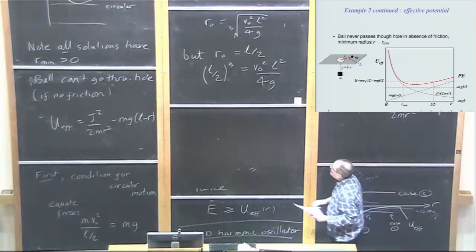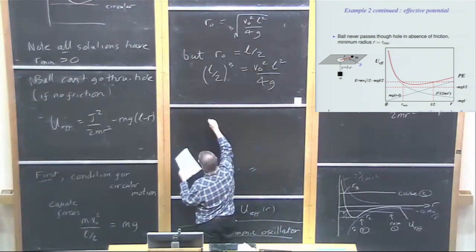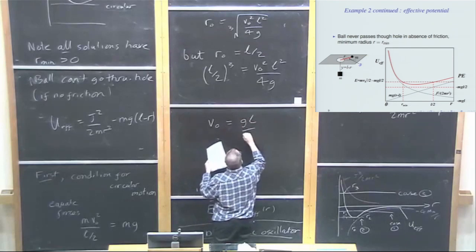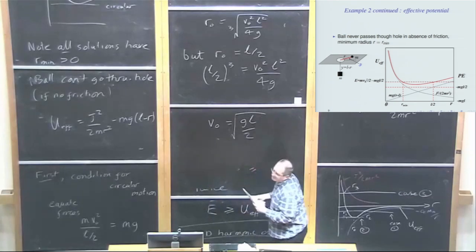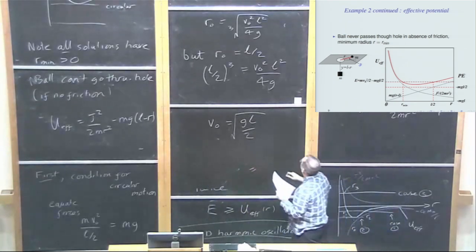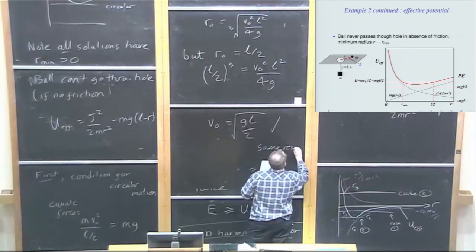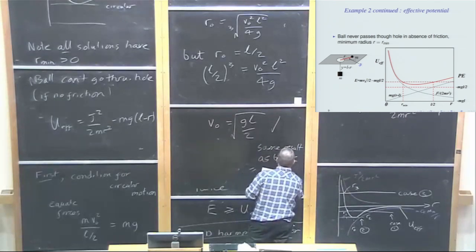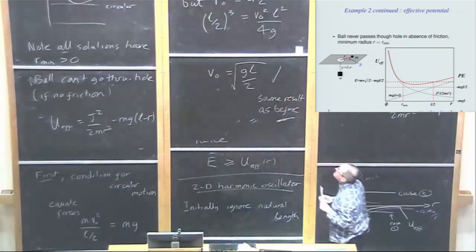So if we solve for V0, we find that it's equal to the square root of GL over 2. And this is the result which we had previously when we did that simple-minded analysis from the forces. So this is the same result as before. So reassuringly, the analysis of the effective potential has given us an identical result.